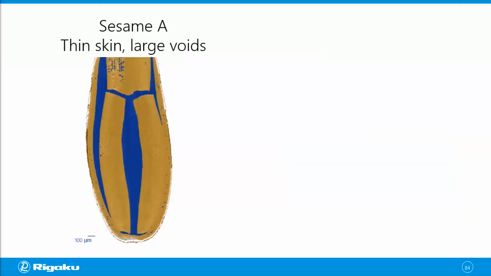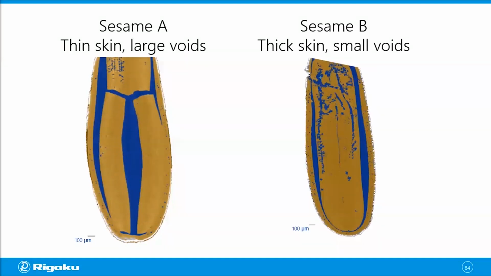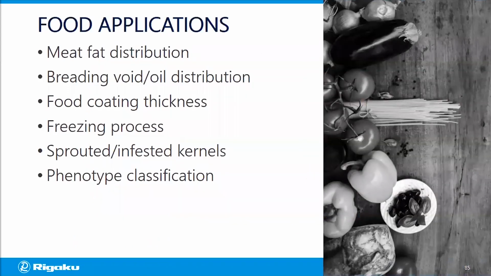And you can do the same thing for a different type of sesame seed, sesame B. This one has thicker skin and a smaller void. And this is a type of visualization or quantitative analysis you can do to compare different phenotypes and classify them or identify them. Okay, so we looked at a number of food applications.